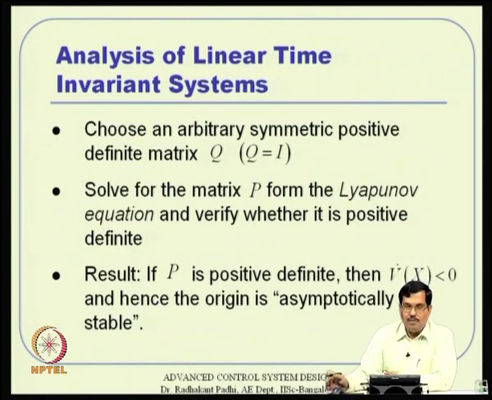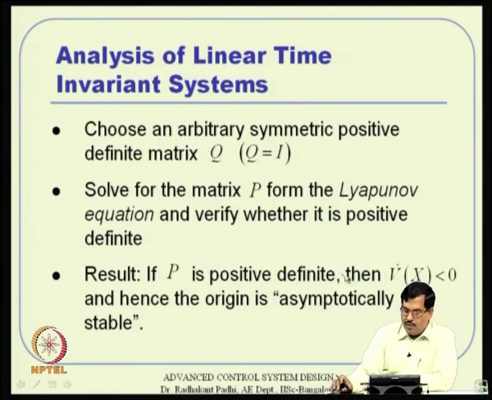Its diagonal elements are 1, 1, 1, all positive, hence it is a positive definite matrix, and the algebra becomes simplified for me actually. So, I just select Q equal to identity, then solve for the P matrix using the Lyapunov equation and verify whether it is positive definite or not.